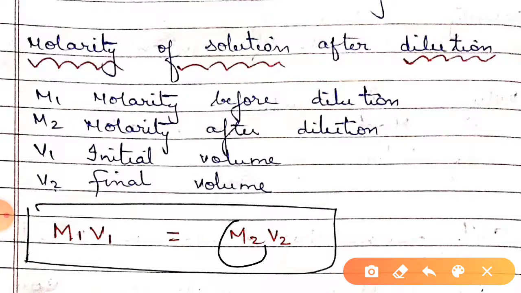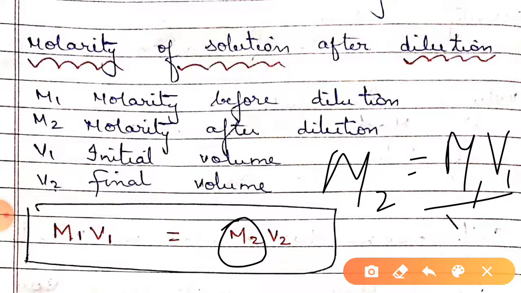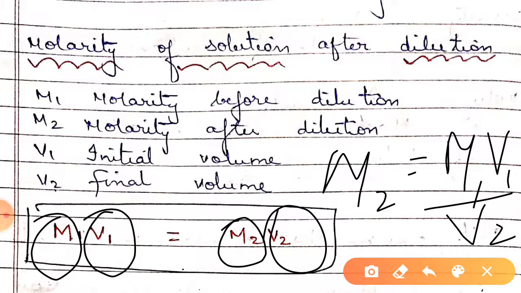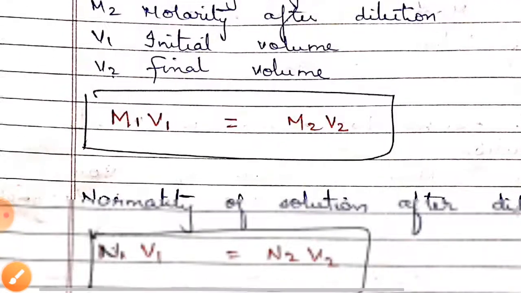So if you need to know M2, what would M2 be? M2 is M1V1 upon V2. Suppose this is the molarity of the initial solution and this is the volume of the initial solution, and the final solution I want in V2 ml. So what would be the molarity? M2 is equal to M1V1 upon V2.